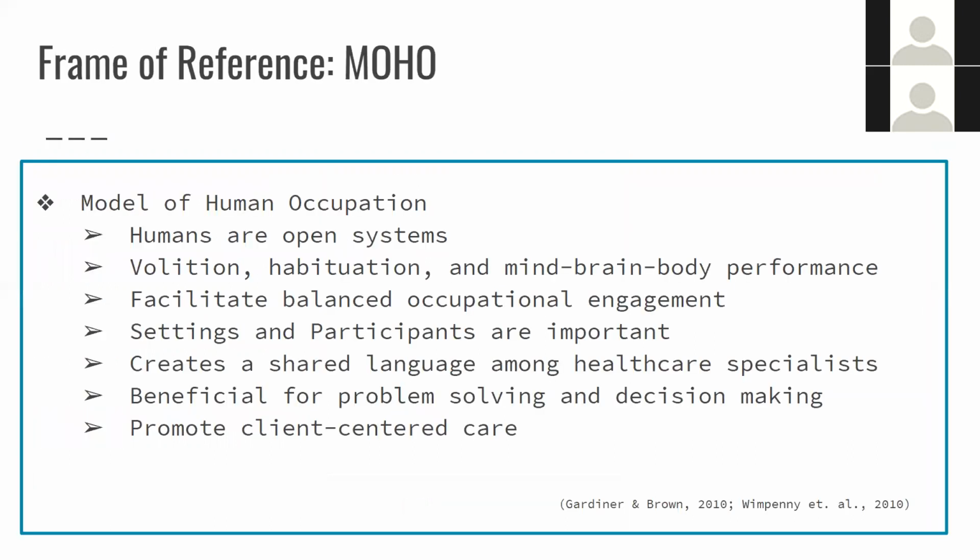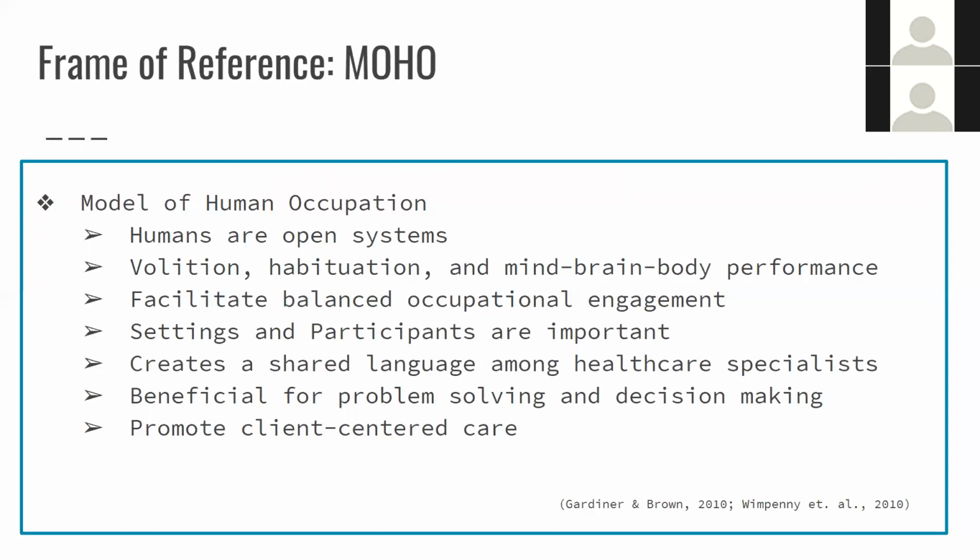Lastly, the frame of reference identified and applied to this context is the model of human occupation. It foundationally understands humans as open systems, meaning they adapt to environmental feedback that they receive. This adaptation occurs through volition, habituation, and mind-brain-body performance. Volition is how a person is internally motivated in what they value and are interested in. Habituation consists of one's habits and roles. Mind-brain-body performance is how they perceive their environment and respond to it, whether by action or word.